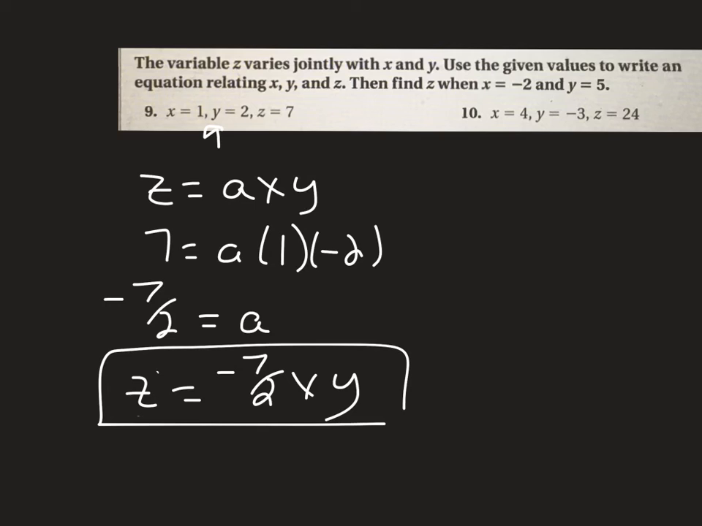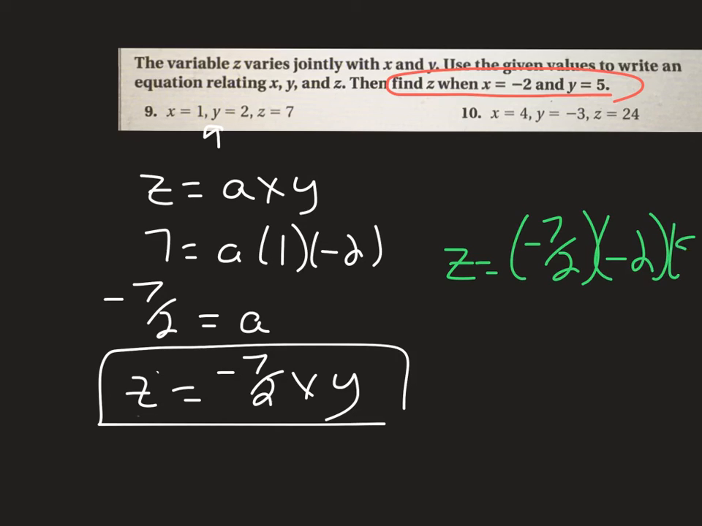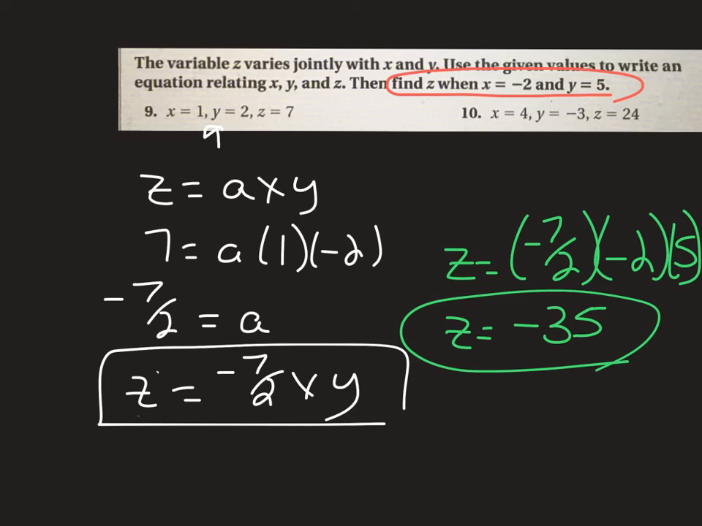Then it says find z when x is -2 and y is 5. So I'm going to use that equation. I'm going to say z equals a, which I now know is -7/2. x is -2, y is 5. I'm just going to multiply all that out, and it's going to give me -35 when I punch that in my calculator or work it out. And that's all you do. There's my equation of my joint variation, and there's my value of z when I plug those numbers in, right? And go back and watch this again if you need to.